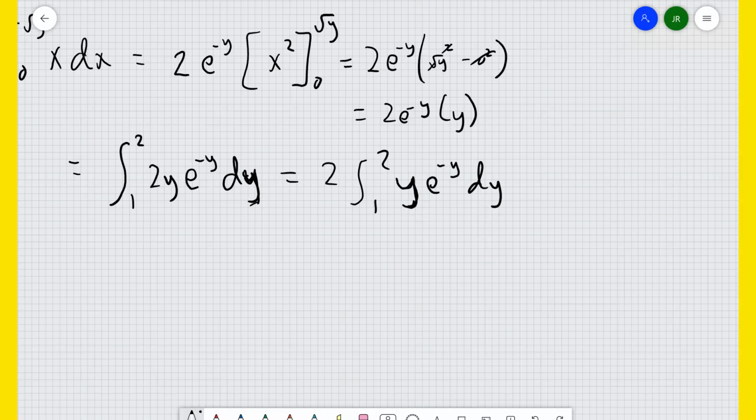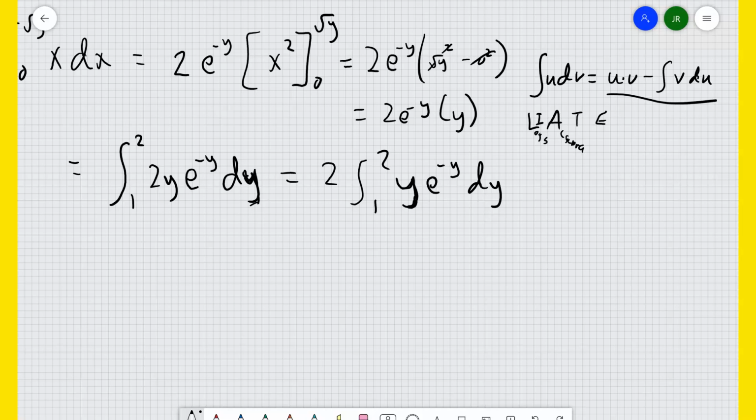Integration by parts, we have to remember what that is, and it is this. The integral of u dv is equal to u times v minus the integral of v du. So we have to turn it into that. And remember the, I think it was LATE, or something like that, where it's logs, algebra. I think I'm missing a letter. Let me see if I can figure out what letter I'm missing. Yeah, LIATE.